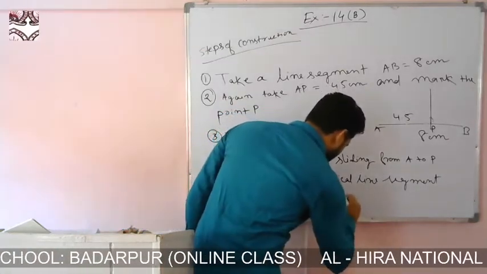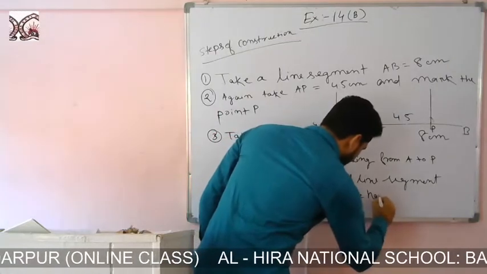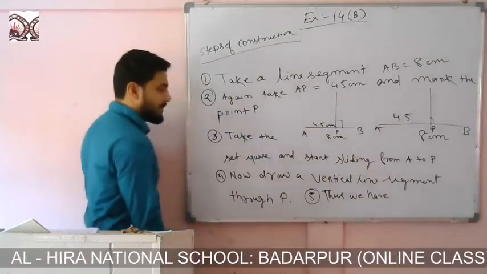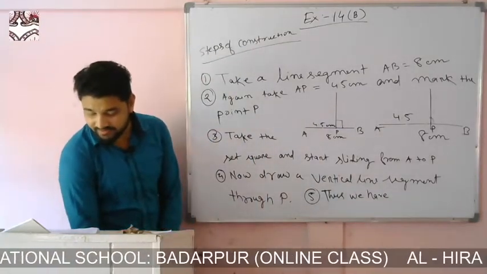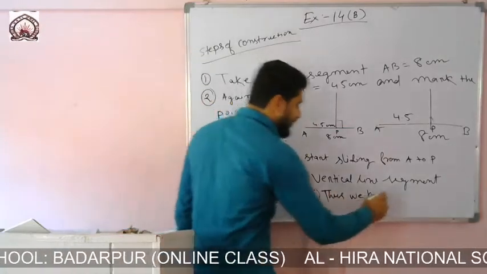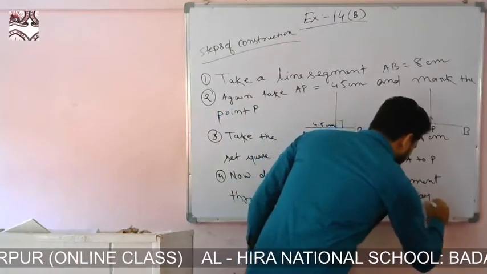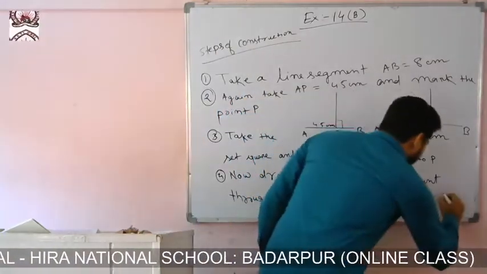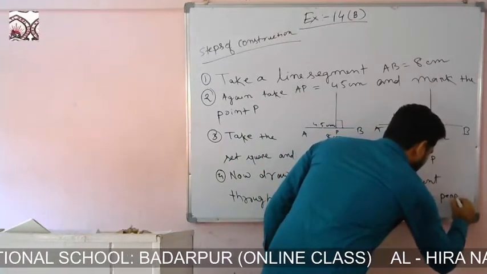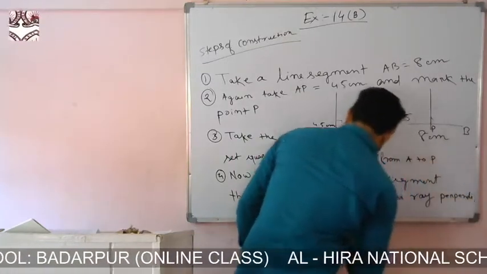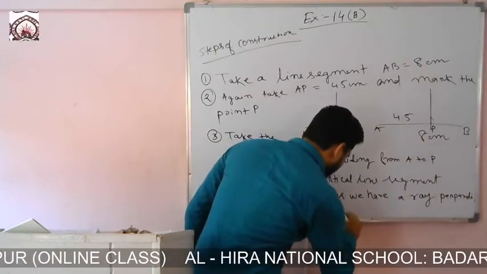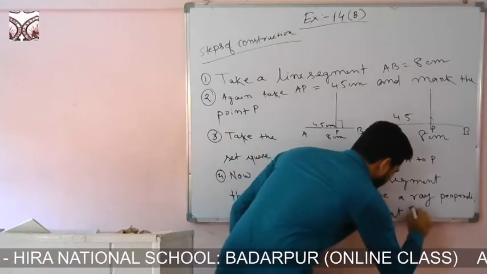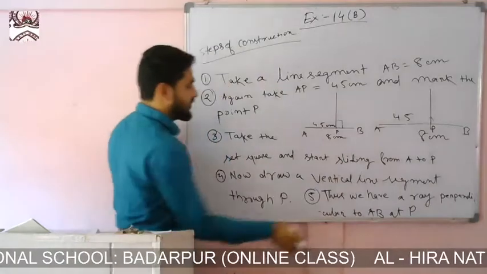Thus we have a ray perpendicular to AB at P. Thus we have a ray, that means a line segment, you can say like this. Okay, these are the construction steps.